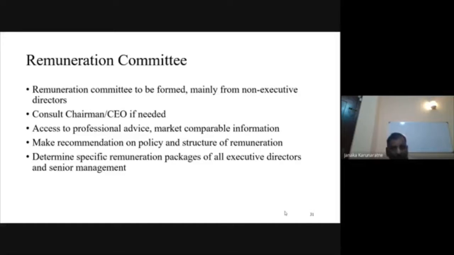So it is a fair process, so that no one can challenge the process. And it is independent. So it's under the Remuneration Committee, which consists of mainly non-executive directors.